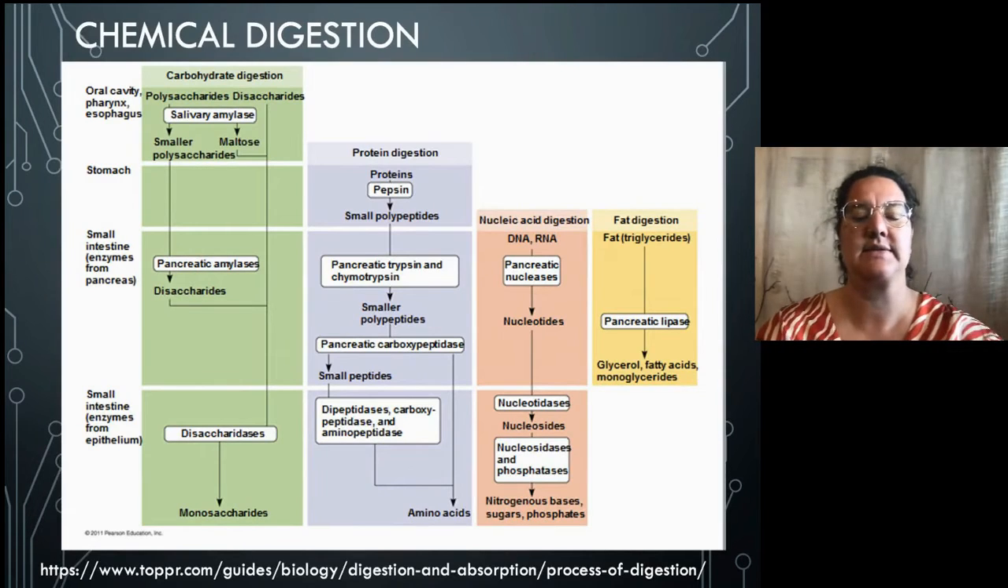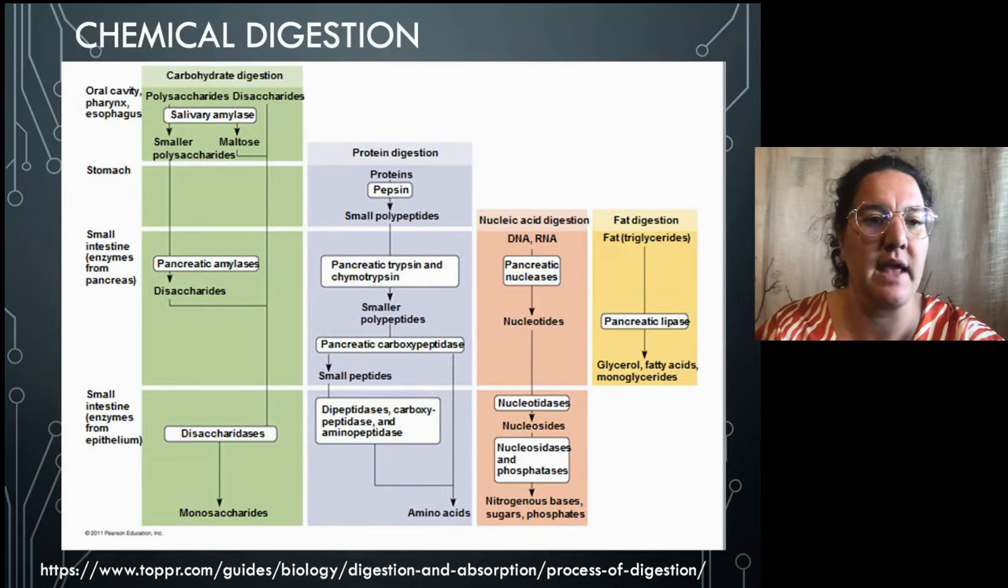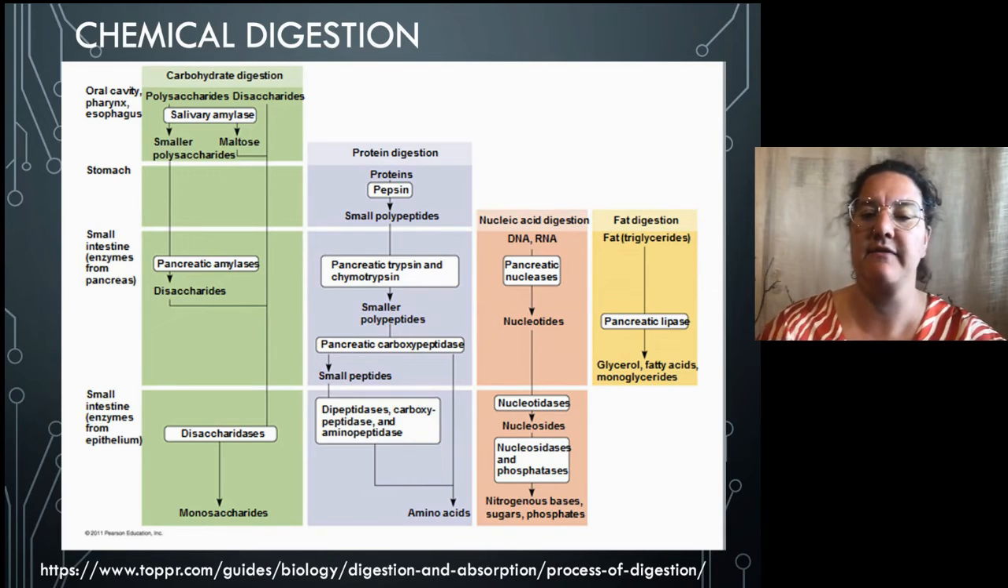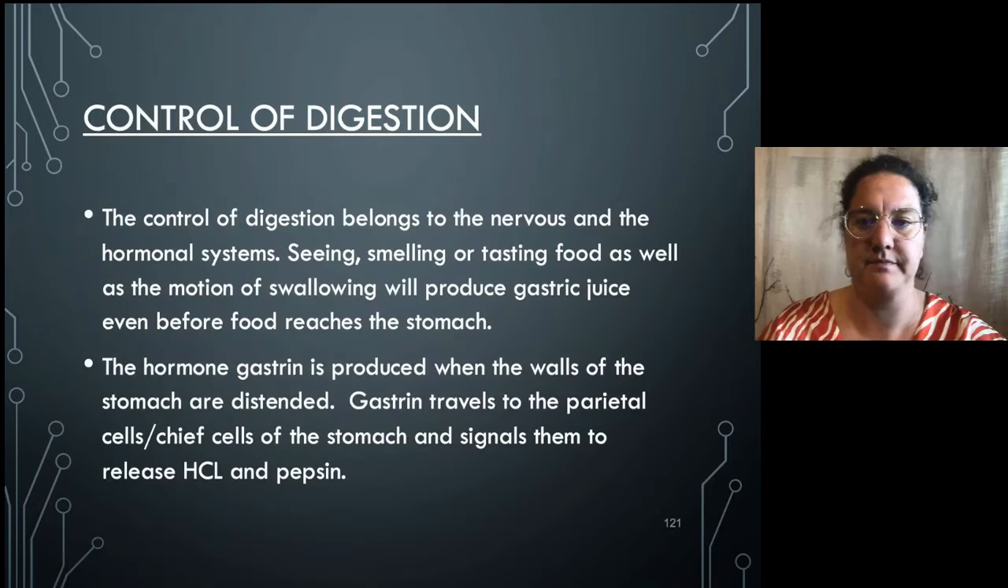So here's a nice complete chart of the chemical digestion and where it occurs: carbohydrates in the mouth, and from the enzymes from the pancreas and the small intestine. The protein digestion in the stomach and small intestine, nucleic acids in the small intestine, and fats in the small intestine.